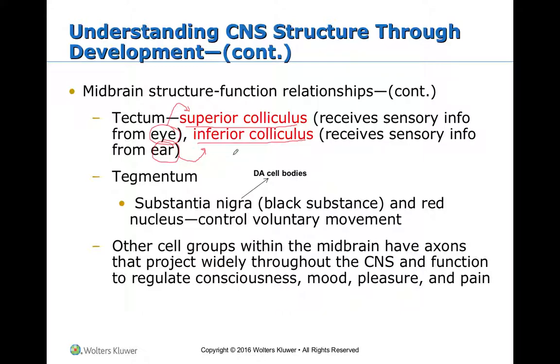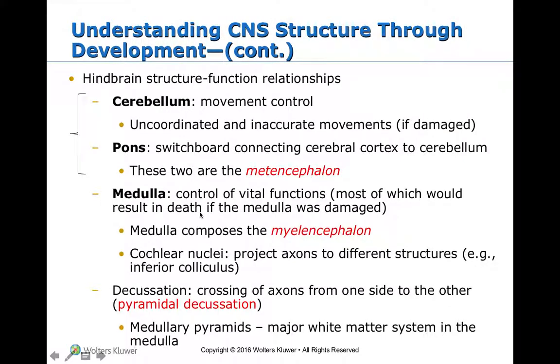In the tegmentum, you have the substantia nigra, which is dopaminergic, or dopamine cell bodies. In Parkinson's disease, you see a degeneration of those dopamine cells, as well as the red nucleus helping to control voluntary movement in the tegmentum. So other cell groups within the midbrain have axons that project widely throughout the central nervous system and function to regulate consciousness, mood, pleasure, and even pain.